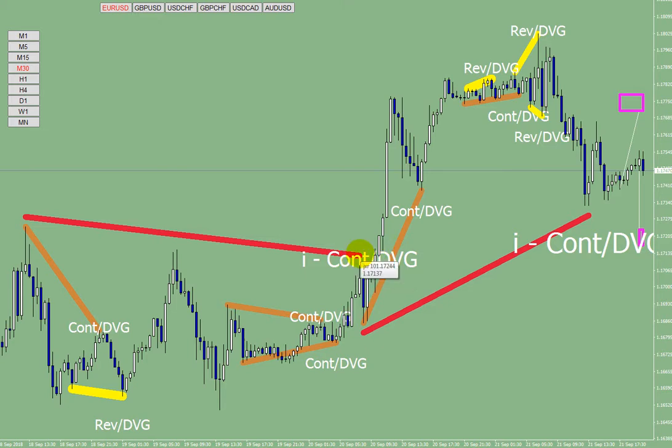Now the red ones are also continuation divergences, but they have a lot longer sample size, and as a matter of fact they go as far as 256 samples out. What's important about this is that it's an even bigger divergence, so to speak. So this break here was more significant than this one down here.